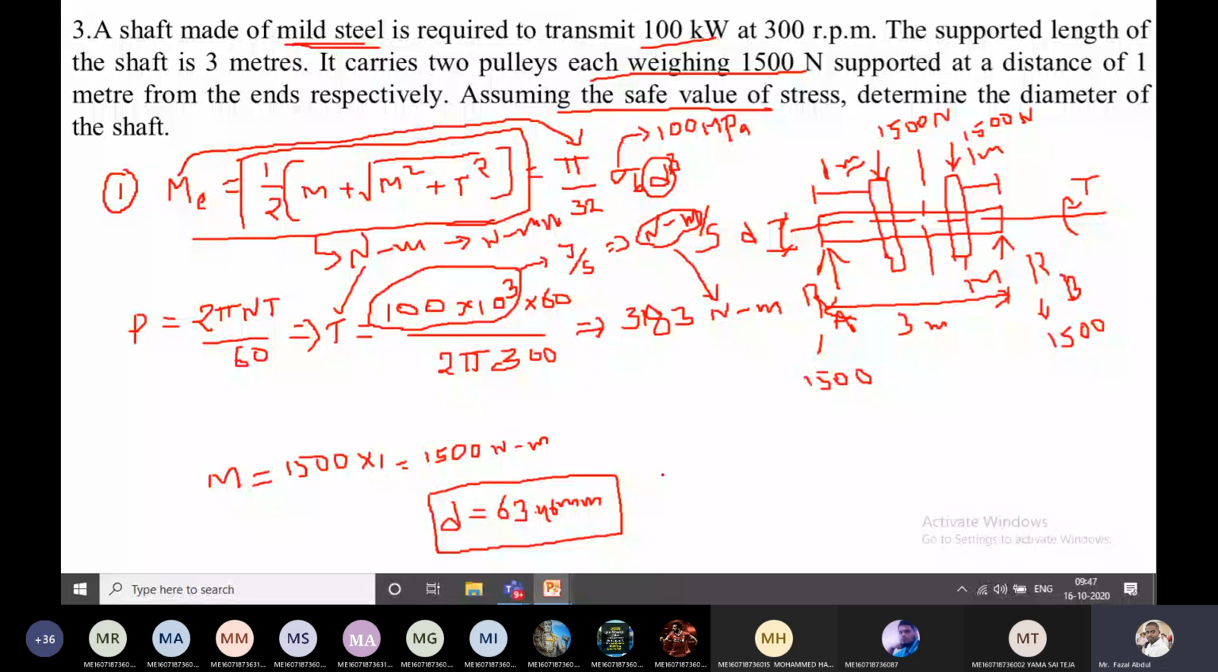Now, see, I calculated according to the first theory, maximum principal stress theory. I am giving the question to you. Calculate this problem according to the maximum principal shear stress theory. According to that, you need to calculate. I am writing the equation here. You do after completion of the class and tell me the next class.